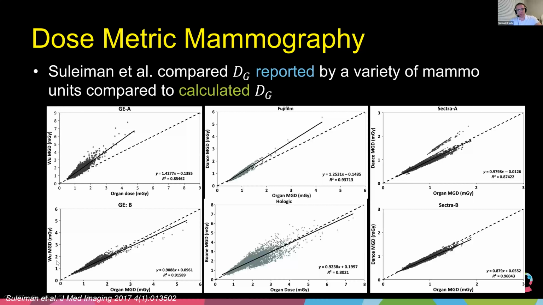So the manual calculations are on the y-axis. The machine-reported values are on the x-axis. Here you can see on the left, you have GE. On the right, you have Sectra, which is now Philips. And then in the middle is Fuji and Hologic.